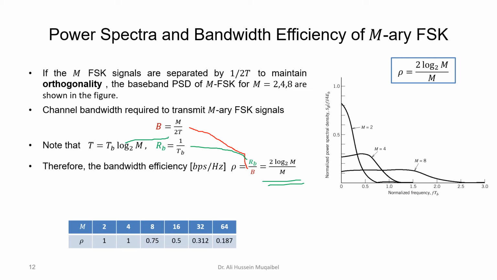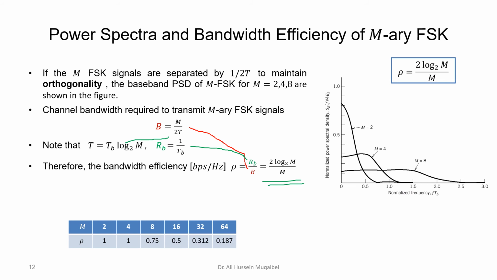So we make a small table here where M is 2, 4, 8, 16, 32, and we just substitute in the equation. We found that the efficiency for the case of 2 and 4 is the same, it's 1 bit per second per hertz. And if you start going up, then the utilization of the spectrum decays down. The power spectral efficiency is less because FSK is bandwidth inefficient.